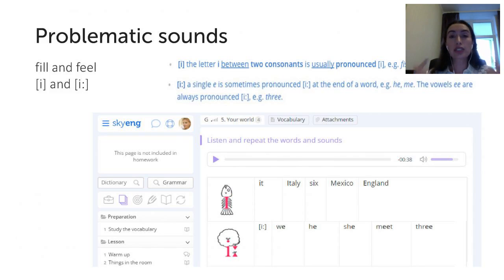Firstly, you listen to our teacher saying the difference between the sounds, and then students look at the pictures and listen and repeat the words and sounds by themselves. So, short vowel sound E, like in fill, fish, it, Italy, Mexico. And you can repeat after me, alongside the webinar. And a long vowel sound E, as in she, we, even, need, three.